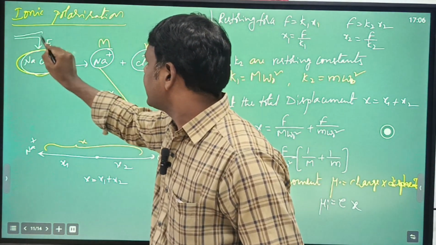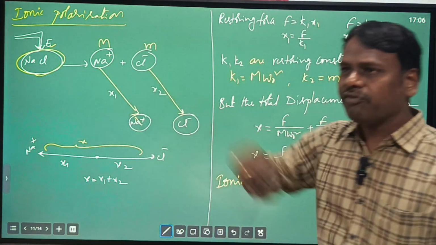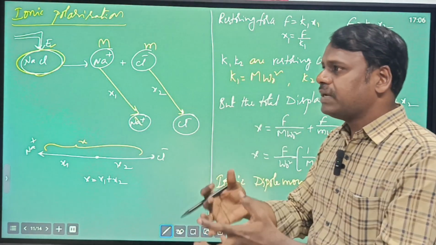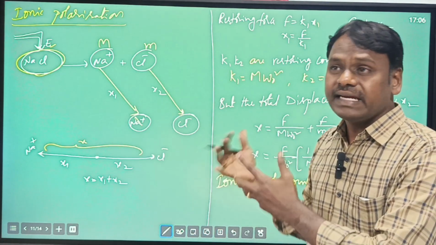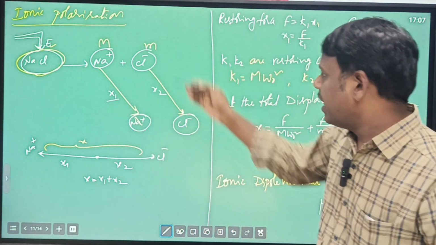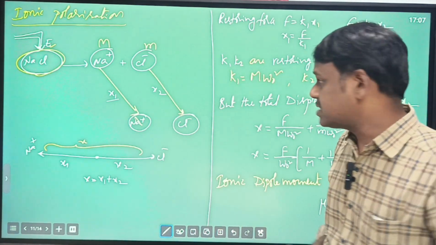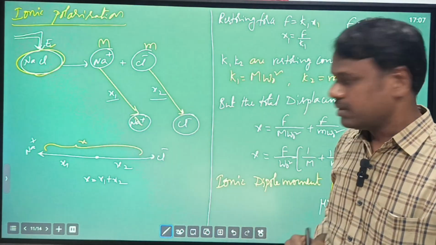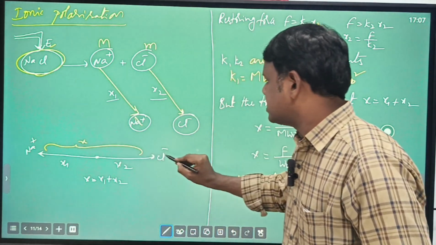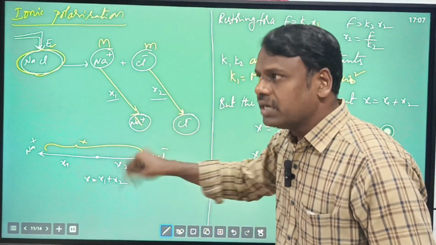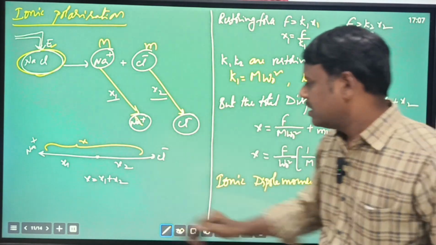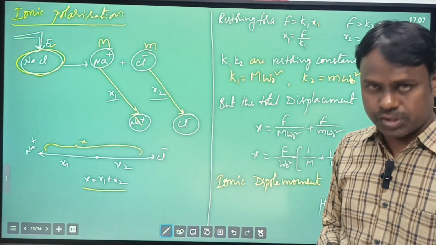If we apply some electric field intensity E on such type of NaCl crystal, then what happens? The ions of Na+ and Cl- will get displaced. The Na+ ion gets displaced by x1 units and the Cl- ion gets displaced by x2 units. That means from the center, Na+ is displaced x1 units and Cl- is displaced x2 units. The total displacement of the Na+ and Cl- ions while we are applying the electric field intensity E is x = x1 + x2.